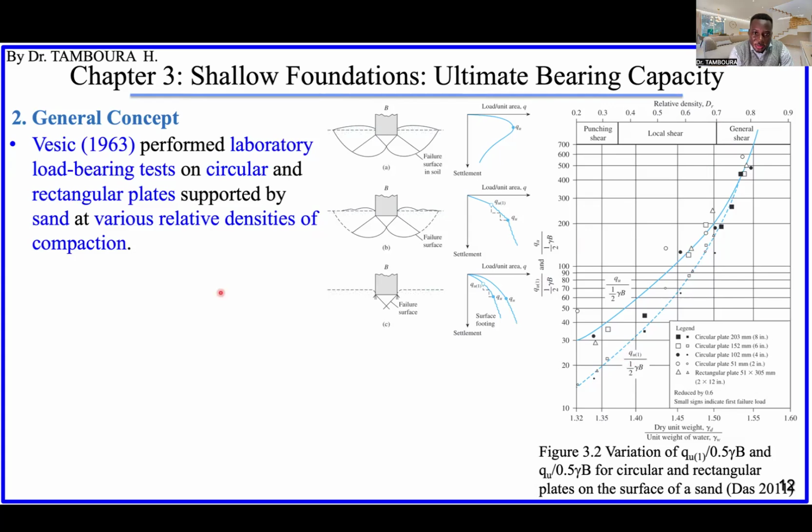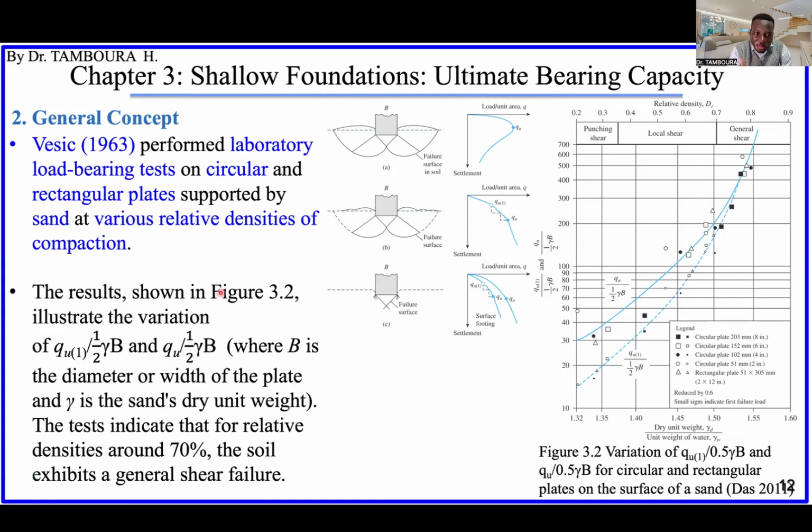So what he did was change the relative density, and the result I already explained. You can see here these dots, square, dark ones, are circular, and the dimension is here, 203 millimeter. Rectangle, square again, but white is the same circular, but the plate is smaller. So by normalizing, you will remove the effect of the B width.